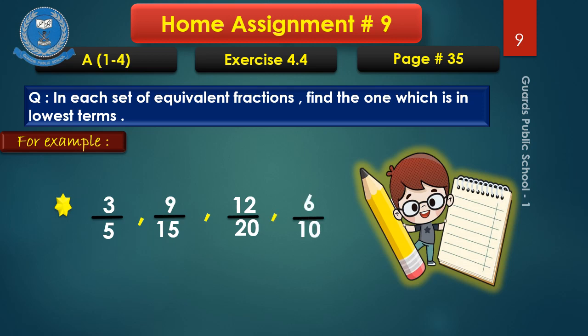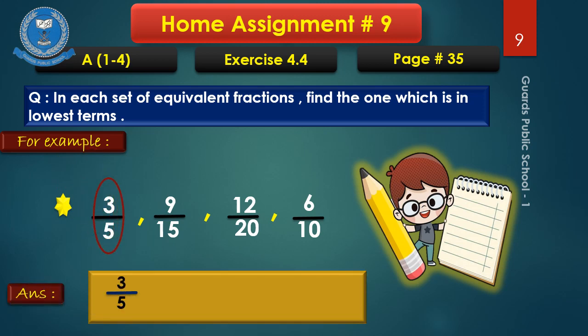First fraction is 3 upon 5. Both numerator and denominator have no common factor except 1. So it is in lowest term. Let's check the other fractions also. 9 upon 15 comes in the table of 3. 12 upon 20 comes in the table of 2. 6 upon 10 comes in the table of 2. It means just 3 upon 5 is in its lowest term. Answer 3 upon 5 is in its lowest term.